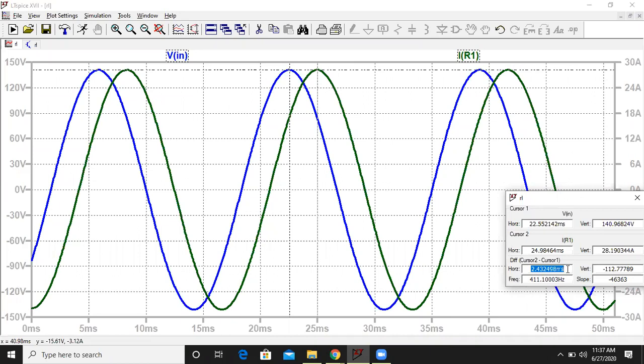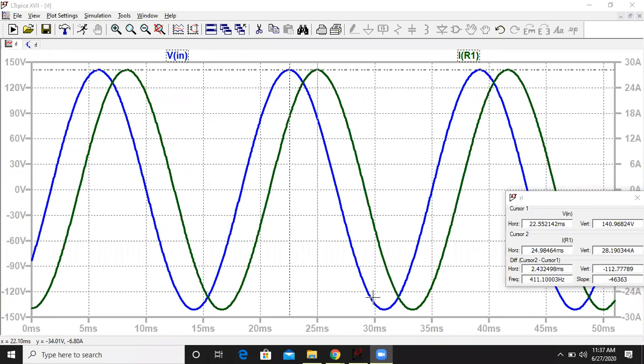2.432. Are you all getting this number? Hello, are you all getting this number? That's the subtraction of these two, the time difference between the two. Around 2.4 you should get. Is this point clear? Hello? Kindly let me know so that I can proceed. Anyone can answer.